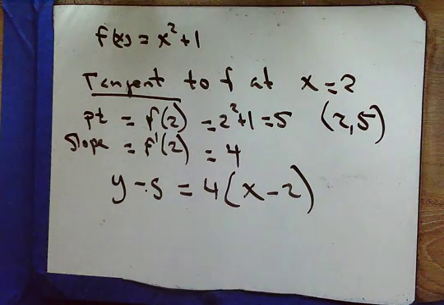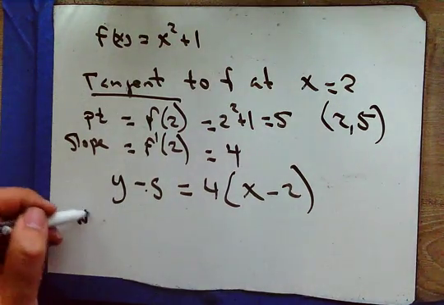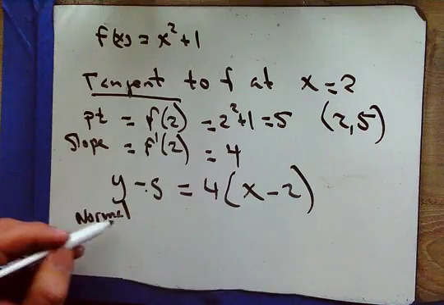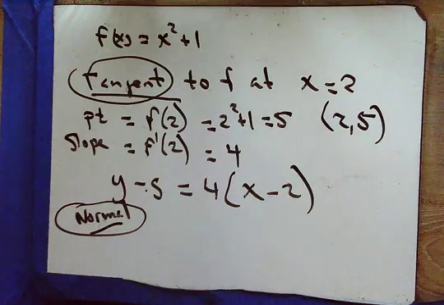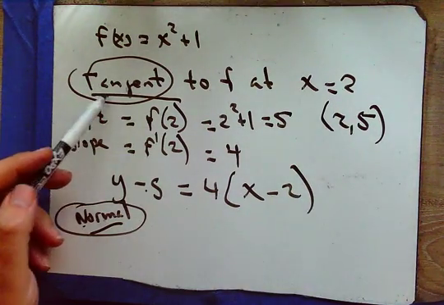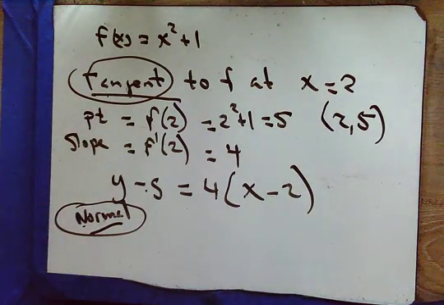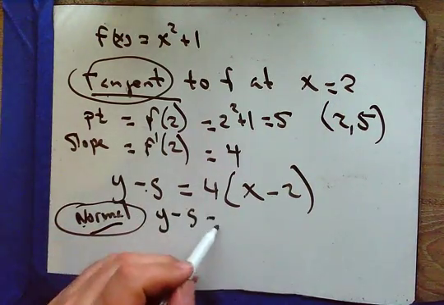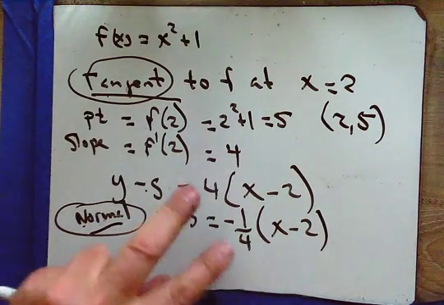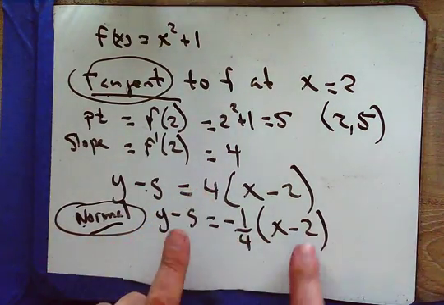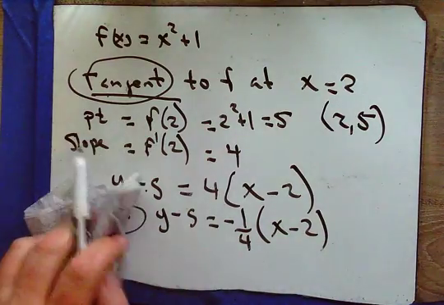Next question says, write the equation of the normal. So how does this equation change if I want the normal instead of the tangent? The point is still going to be the same, but what happens to the slope? Well, since the normal is perpendicular to the tangent, I need the opposite reciprocal slope, and so y minus 5 equals negative 1 over 4, x minus 2 is the equation of the normal. I'm using the opposite reciprocal slope, but the same point. All right, nice. Well, I think that's pretty good.